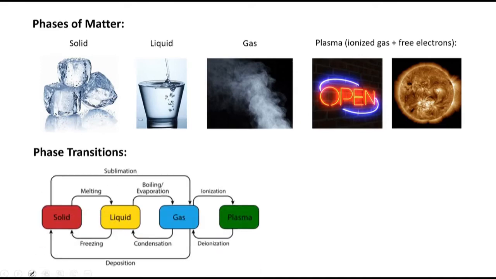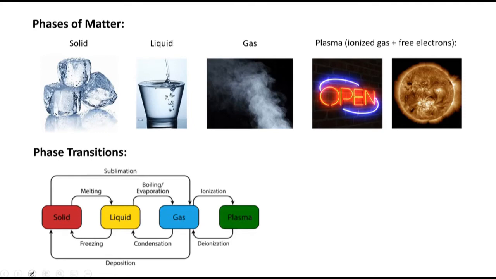Now that we've talked about the phases of matter, we can think about transitions between the phases. Again, we have some very familiar phase transitions. Going from solid to liquid is melting. Going from liquid to solid is freezing. Going from liquid to gas is boiling or evaporation, and then gas to liquid is condensation.